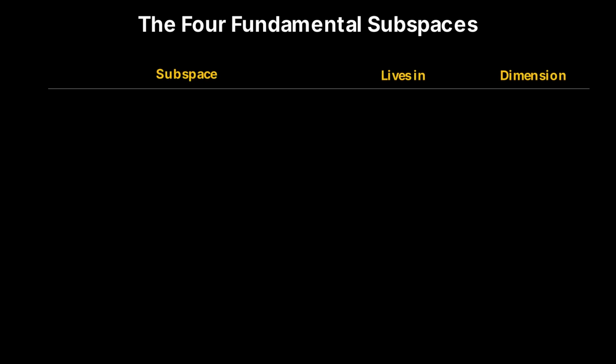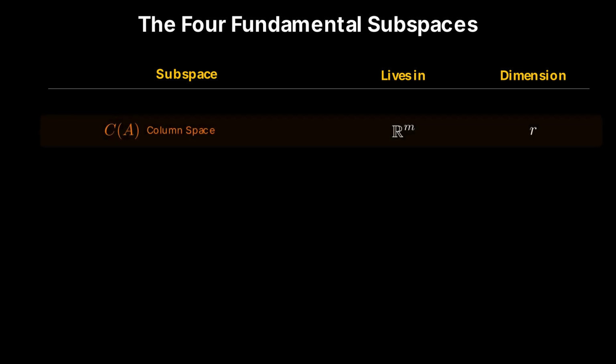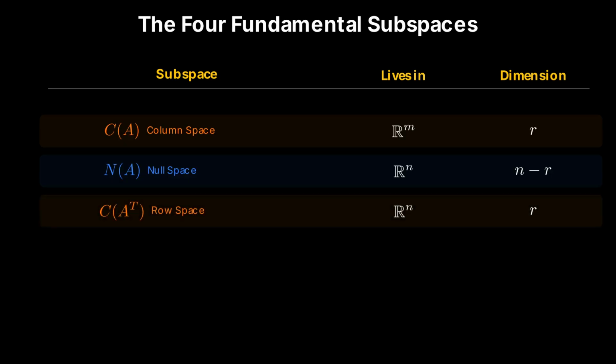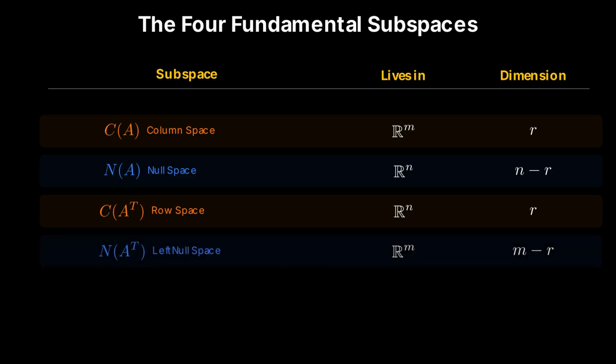Here's the complete picture in one table. We have four subspaces, and for each one, we list where it lives and what its dimension is. First, the column space of A lives in R^m and has dimension r. Second, the null space of A lives in R^n and has dimension n minus r. Third, the row space, which is the column space of A transpose, lives in R^n and has dimension r. Fourth, the left null space, which is the null space of A transpose, lives in R^m and has dimension m minus r.